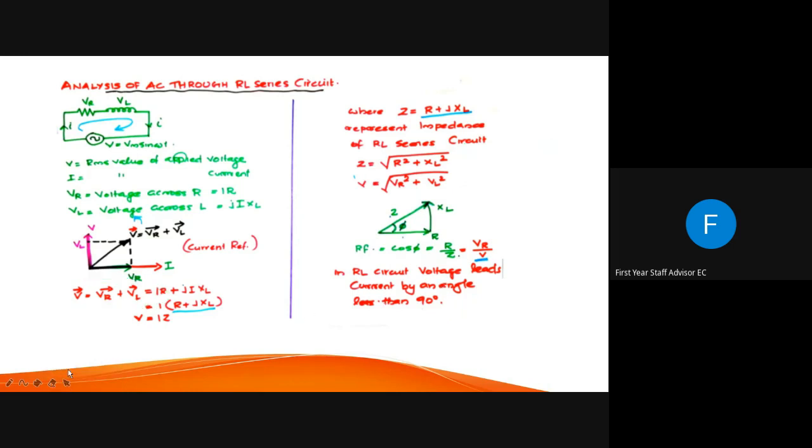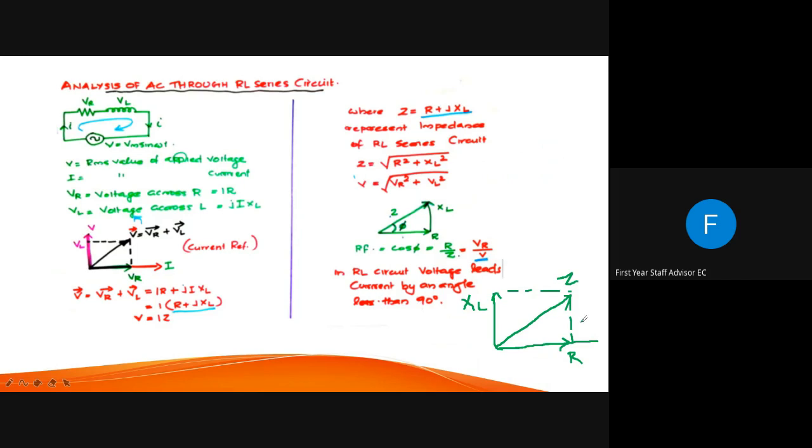Okay, once again, first what I am doing is drawing resistance in the real plane because Z is equal to R plus jXL. R is in the real plane, so I draw resistance in the real plane and reactance XL in the imaginary plane, and the resultant, the hypotenuse, is the impedance.